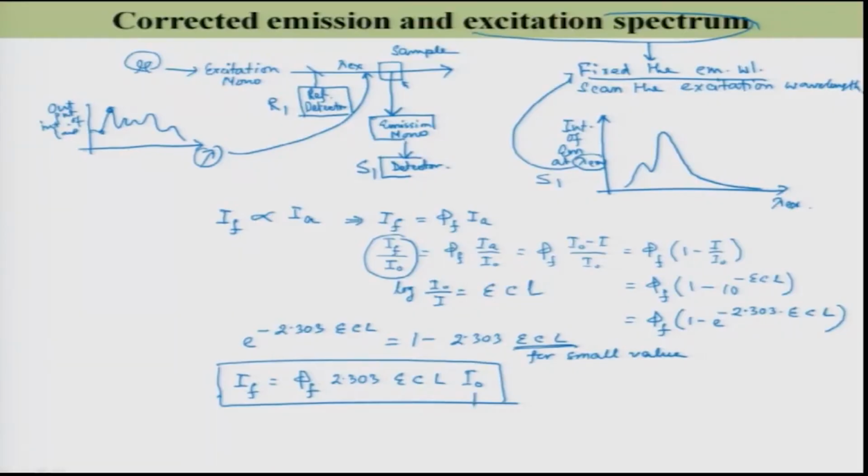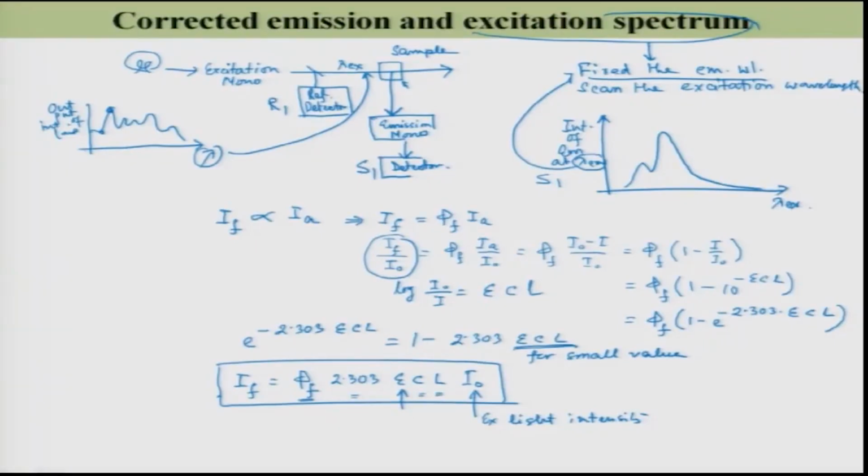This I 0 is the excitation light intensity. This is your molar extinction coefficient, and this is a constant for a given molecule, because that depends on the observed emission wavelength. So, this is fixed, this is a constant, this concentration you are not going to change, so it is a constant, and the path length you are not going to change, so it is a constant.